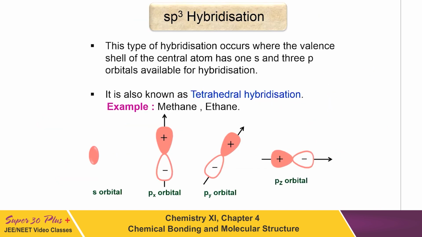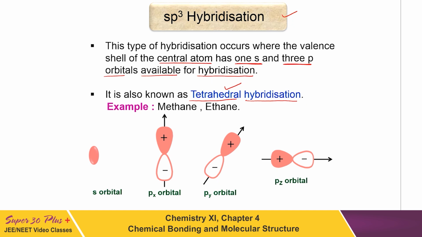Alright, so here is the first example, sp3 hybridization. What is sp3 hybridization, guys? This hybridization occurs where the valence shell of the central atom has 1 s and 3 p orbitals available for hybridization, and the shape which is attained in this hybridization is tetrahedral. So it is also called tetrahedral hybridization.